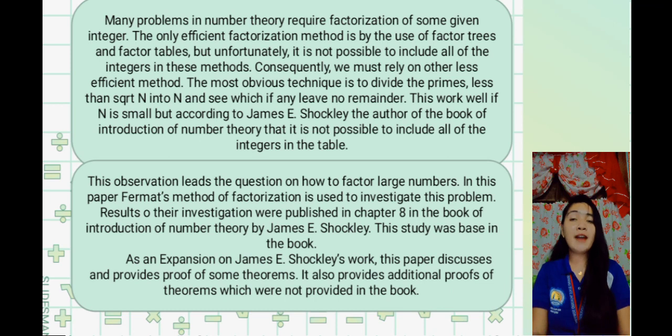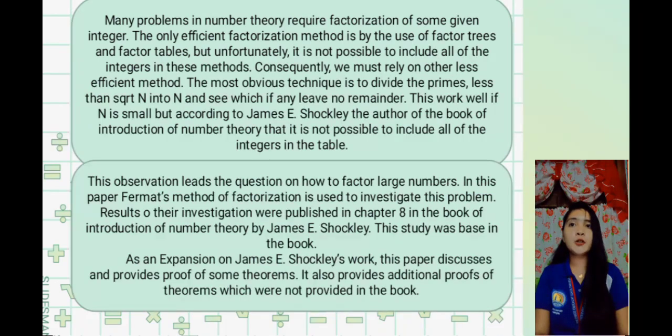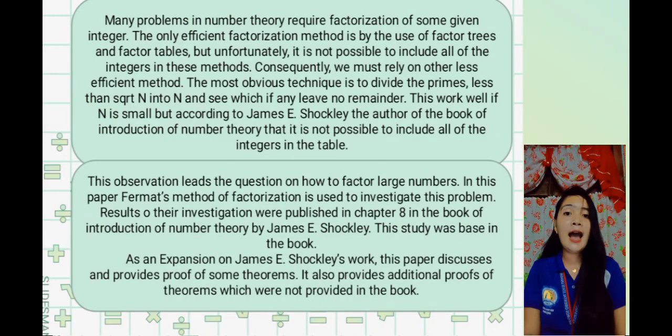So to start off, let's go to the introduction part. Many problems in number theory require factorization of some given integer. The only efficient factorization method is by the use of factor trees and factor tables. But unfortunately, it is not possible to include all of the integers in these methods. Consequently, we must rely on other less efficient methods. And the most obvious technique is to divide the primes less than the square root of n into n and see which, if any, leave no remainder.